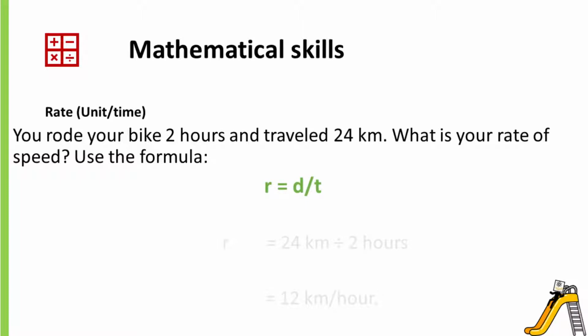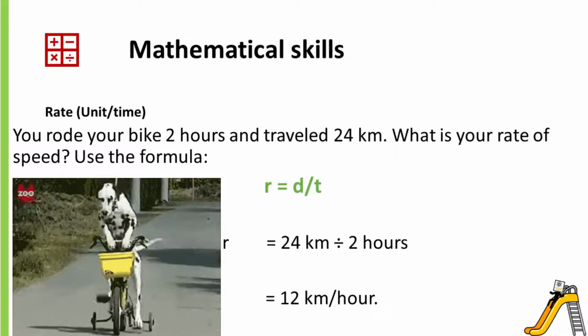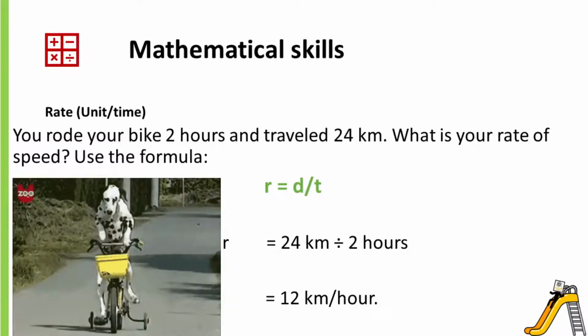So it will simply be distance over time, and your distance is 24 kilometers divided by 2 hours, and that gives us a speed of 12 kilometers per hour. So while you were on that bike, you were traveling at a speed of 12 kilometers per hour. And that is basically just it, folks.